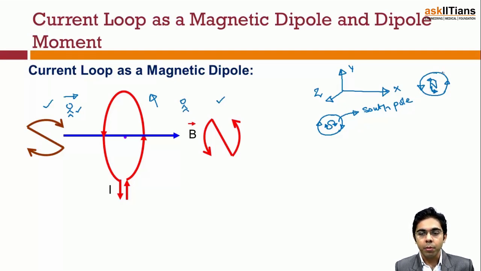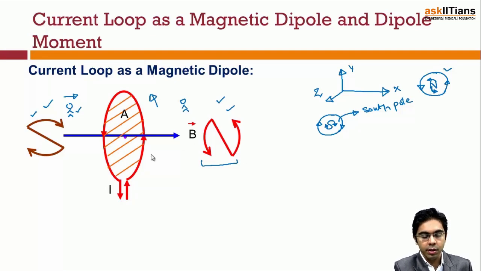So by this figure, if the current in the loop is moving in the anti-clockwise direction, it induces the north pole. These are the symbols N for north pole and S for south pole. This is what the figure shows. Now this shaded portion denotes the area of the loop.